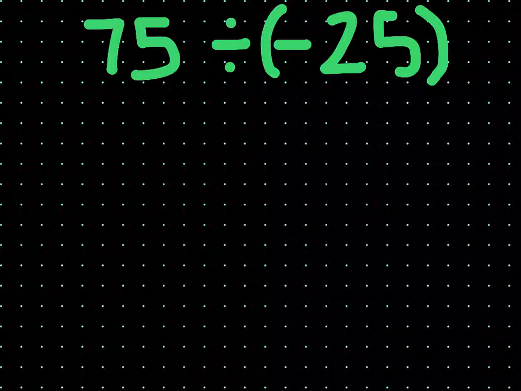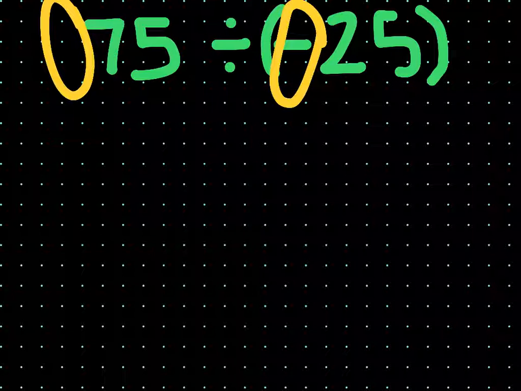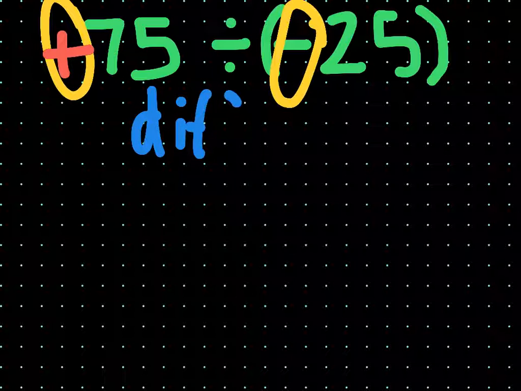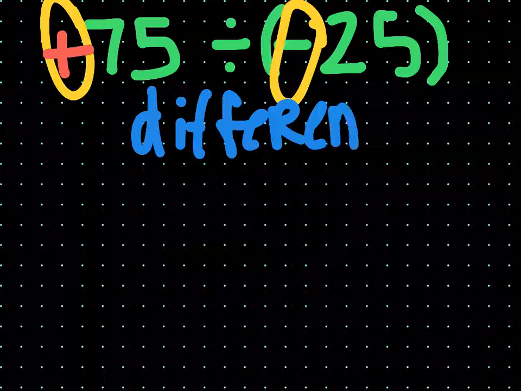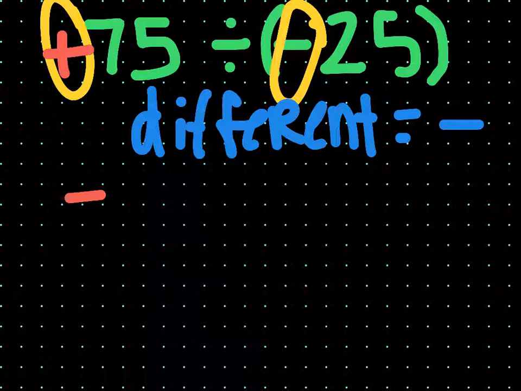Example 2, dividing integers with signs. Solve 75 divided by -25. First thing we want to do, look at our signs. Do they have the same or different? Technically, there's a plus sign right here, so they have different signs. That means the answer is going to be negative. So we have -75 divided by 25.